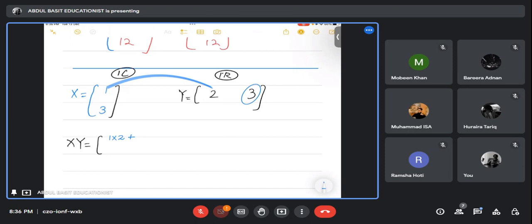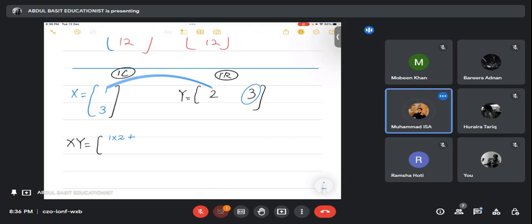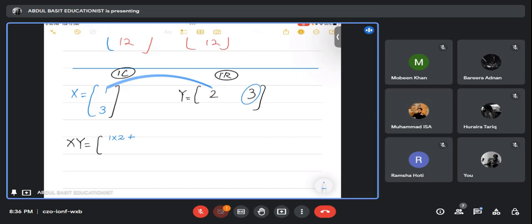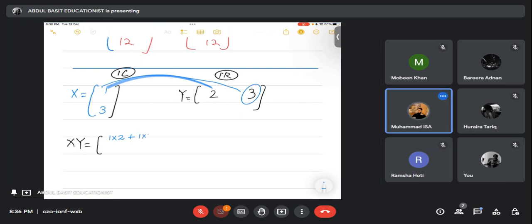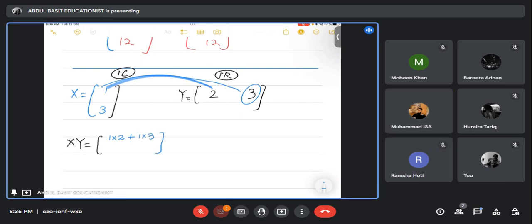Then go ahead with the first row, sir. Hurry up, make it quick. First row, first column is done. So first row, second column. So 1 times 3, 1 multiply 3. Okay, bracket close. You're done with the first row.